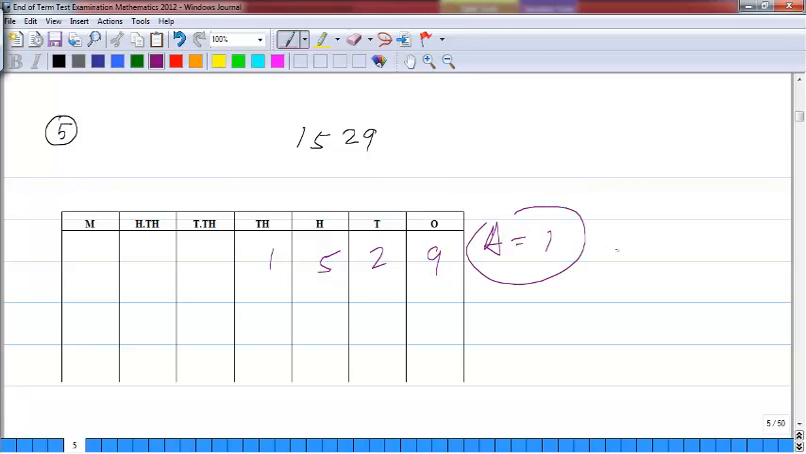Our answer is A, because the 1 here represents 1,000, which is more than 500, more than 20, and more than 9. So again, number 5, our answer is A.